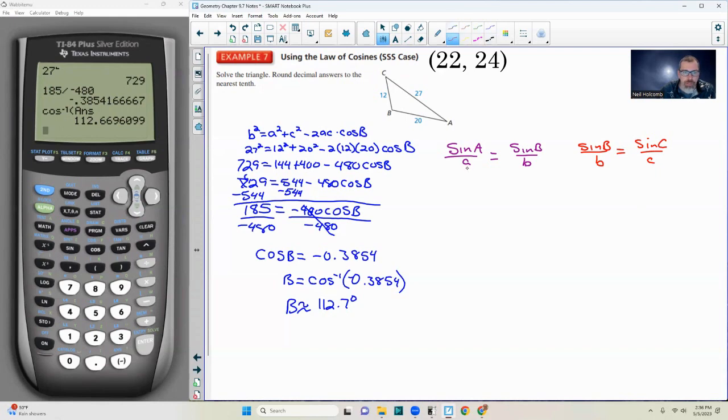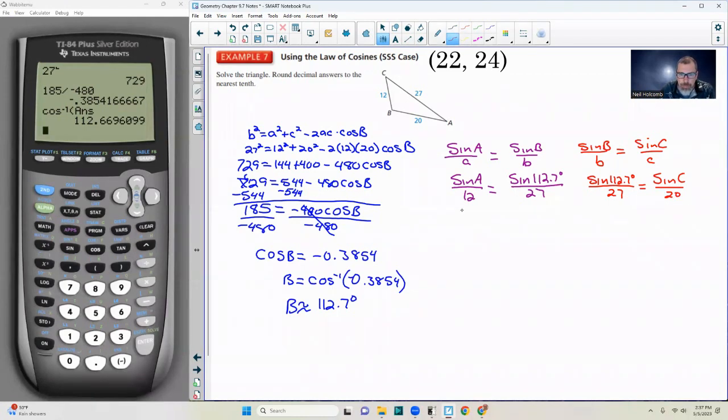Now I'm going to substitute my givens. The sine of A over A, which is 12, equals the sine of B, which is sine of 112.7 degrees over side B, which is 27. And I'm just going to keep substituting these in. So now I'm going to do the sine of 112.7 degrees over B, which is 27, equals the sine of C over side C, which is 20. All right, so there's all of our substitutions.